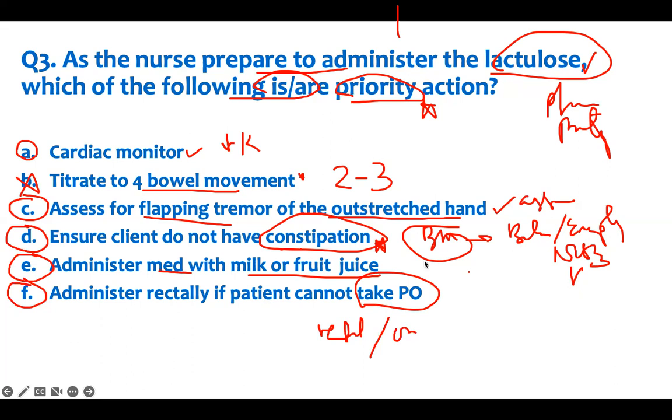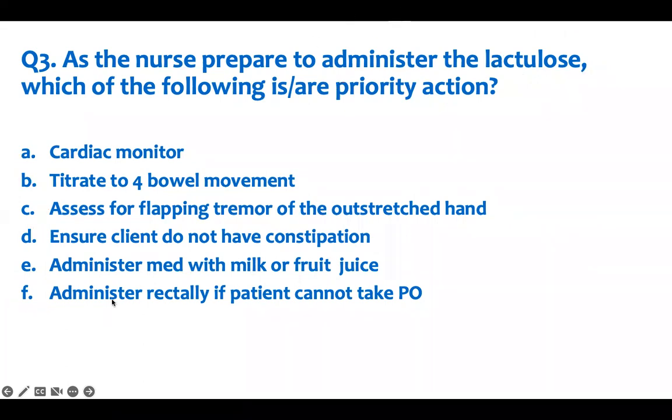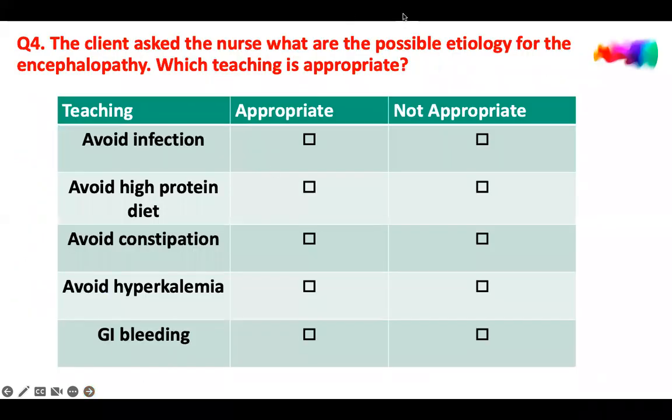If they ask you to select one priority, then you have to check for the outstretched hands, which tells you whether the encephalopathy is getting better. This one has multiple priorities that you have to pay attention to before you give the medication. That's very, very important. And then I take you to the table again, multiple SATA. This is what you should be expecting.